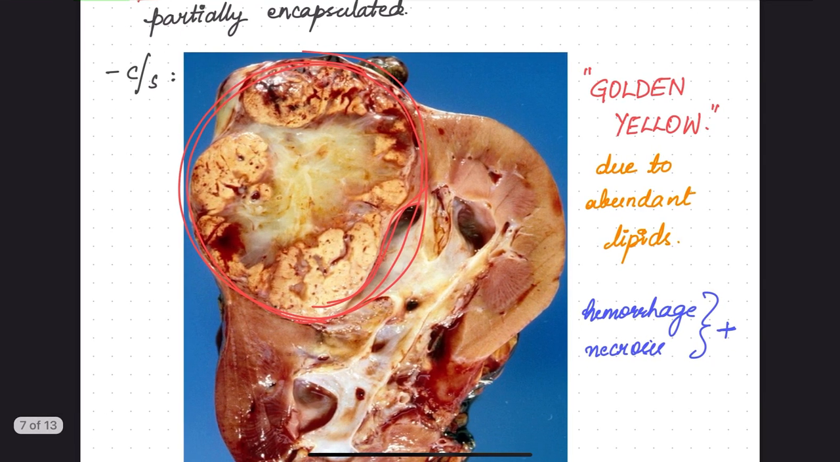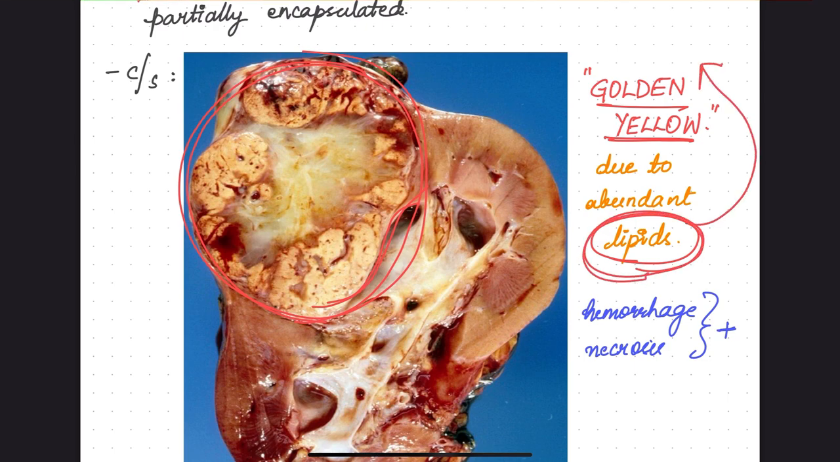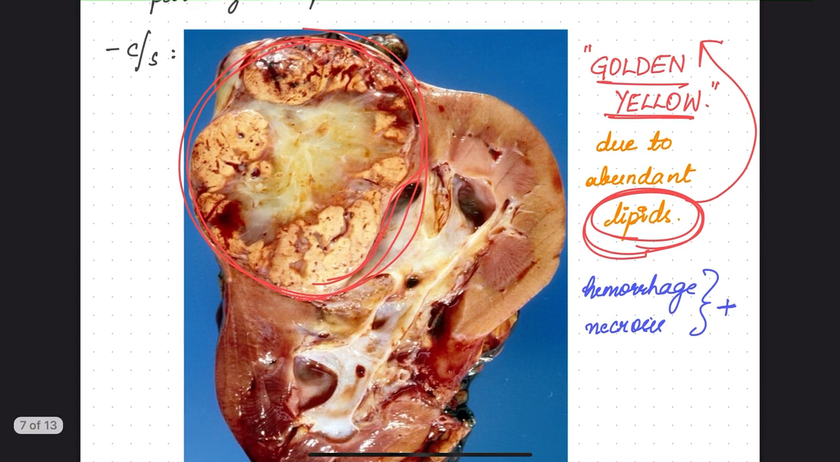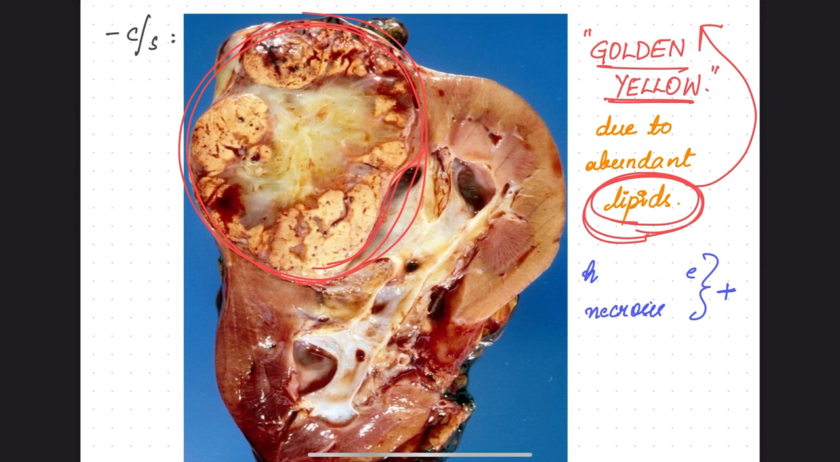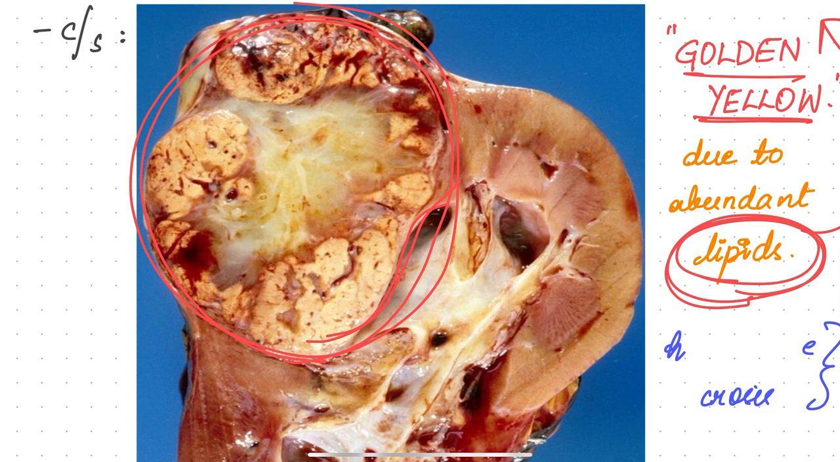Also, the characteristic, most important finding here in the gross examination is the golden yellow color. The clear cell variants are golden yellow because they are abundantly rich in lipids. Lipids and glycogen are present, but because of the abundance of lipids, that is the fats, they are golden yellow in color. This is the most important finding of the clear cell variant. Also, you can find a few areas of hemorrhage and necrosis. This is the characteristic golden yellow color.